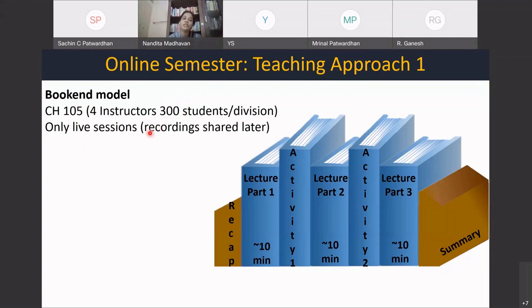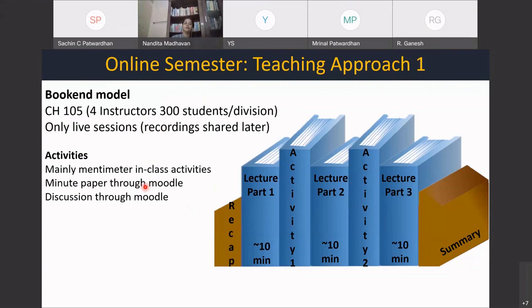The recordings were shared later on. So these sessions were only live. So what I tried to do is I tried to use the bookend model for this class. And activities, the ones which I could do were mainly Mentimeter based. So these are individual centric activities, so not really involving peer discussion. So in class, these were the activities I could do in Mentimeter.